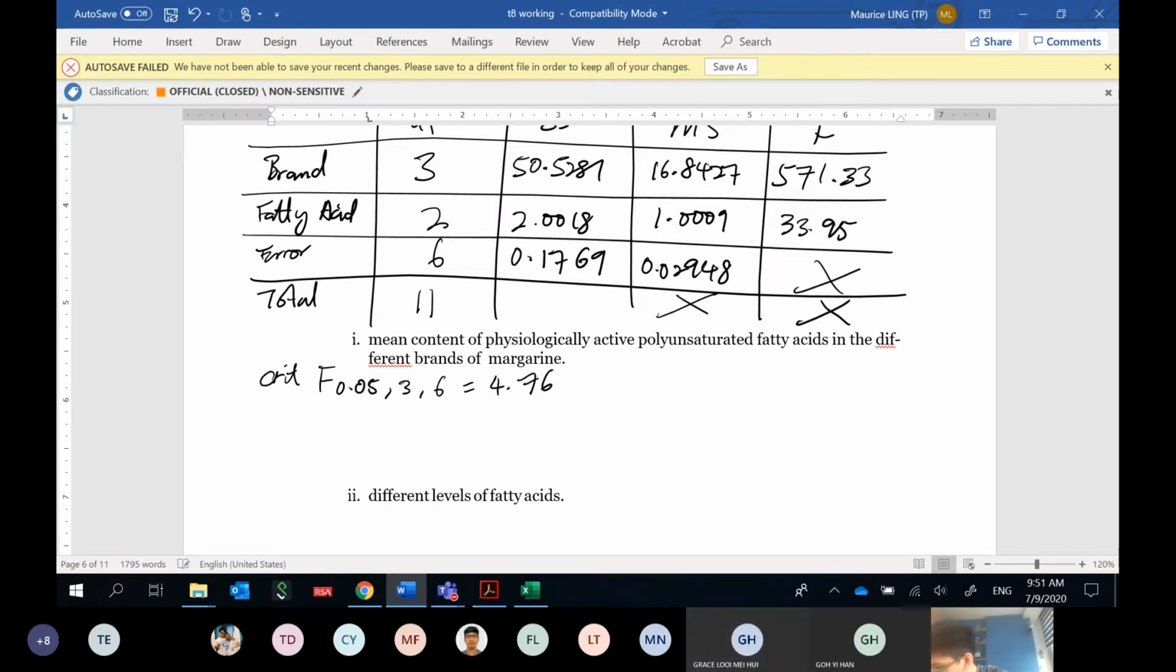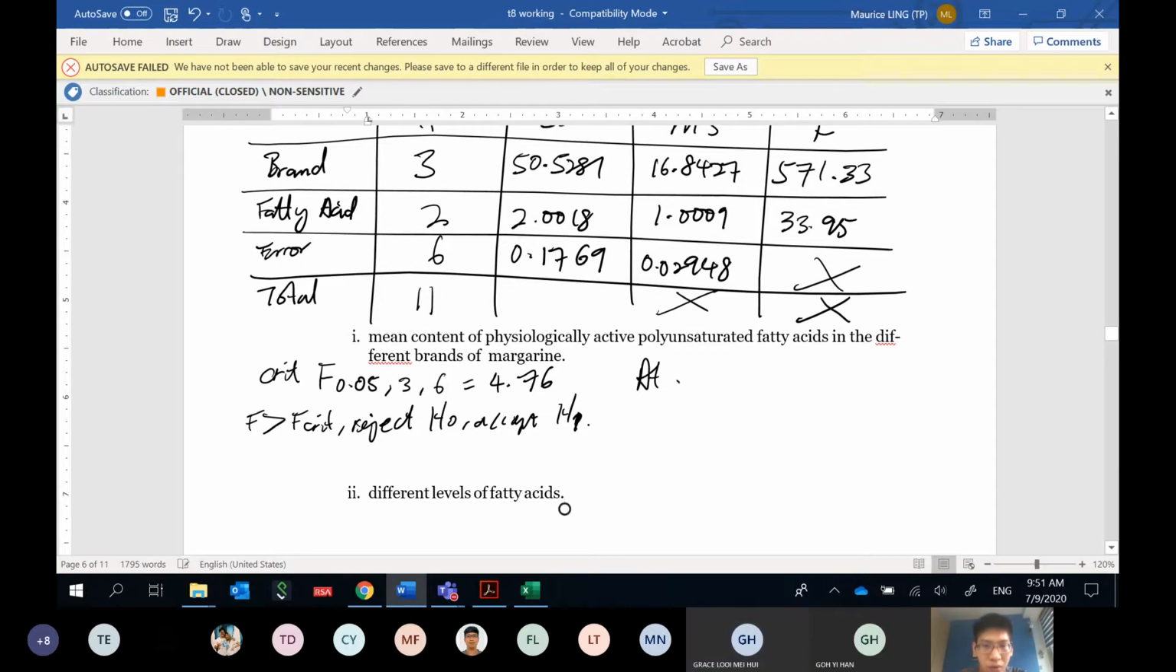So what do you get here? 4.76. Okay, so what is your conclusion then? Since F is greater than F critical, we reject the null hypothesis and accept the alternate hypothesis. So what does it mean? There is a difference, because the alternate hypothesis means there's a difference, at least.